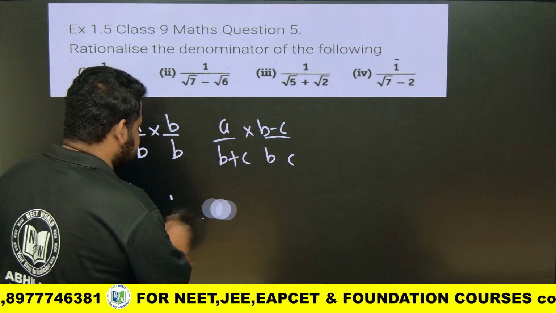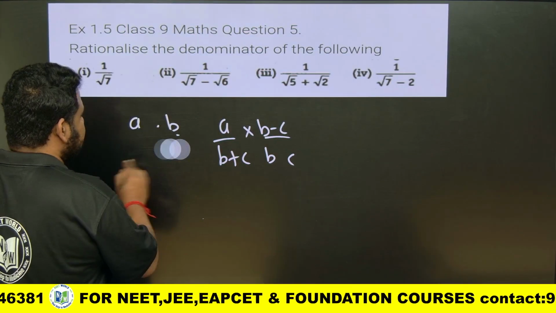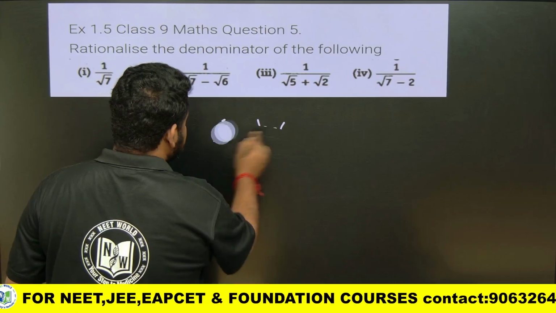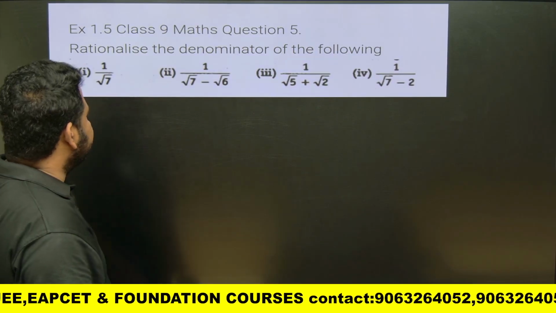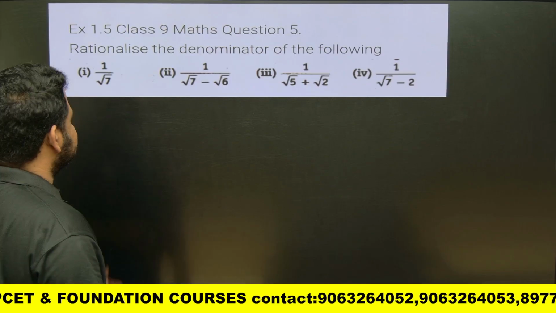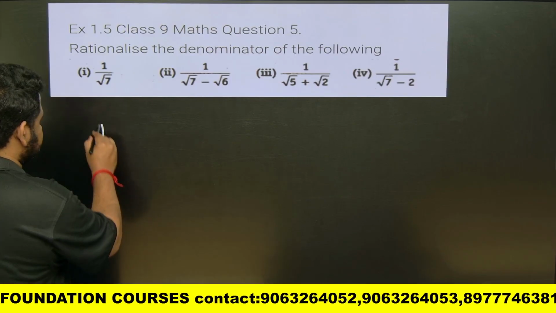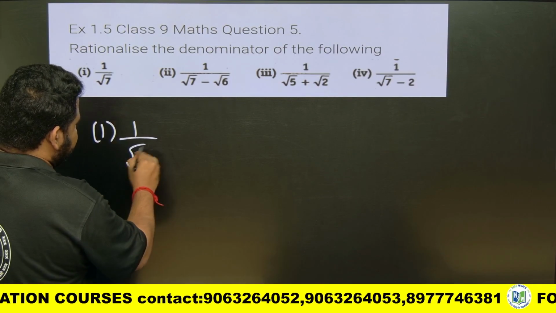That is the meaning of rationalizing the denominator, friends. Now, let us see the question. What is the question that they have given? 1 by root 7 is the first question. 1 by root 7 is given, we have to rationalize this.